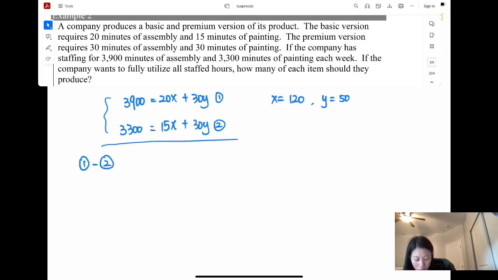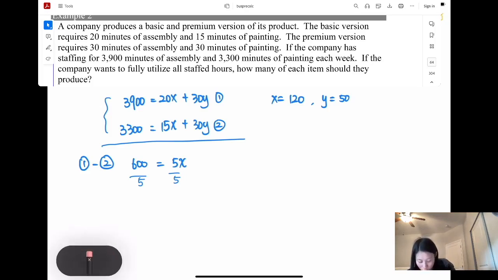So the left side subtracts the left side and the right side subtracts the right side. So we have 3,900 subtract 3,300, we have 600 equals 20x subtract 15x, with 5x left. And then 13y subtract 13y, we have 0. So you divide by 5 on both sides. We solve for x, and we get x equals 120, which is what we found from the Desmos graphing.